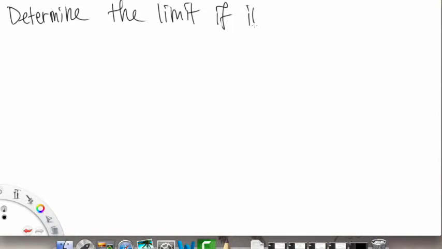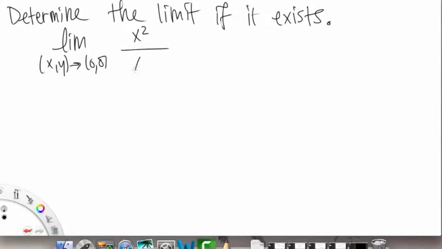Alright, so we're going to determine the limit, if it exists. Okay, so the problem is the limit as (x, y) goes to (0, 0) of x squared over x squared plus y squared. Okay, so what are we going to do with this?